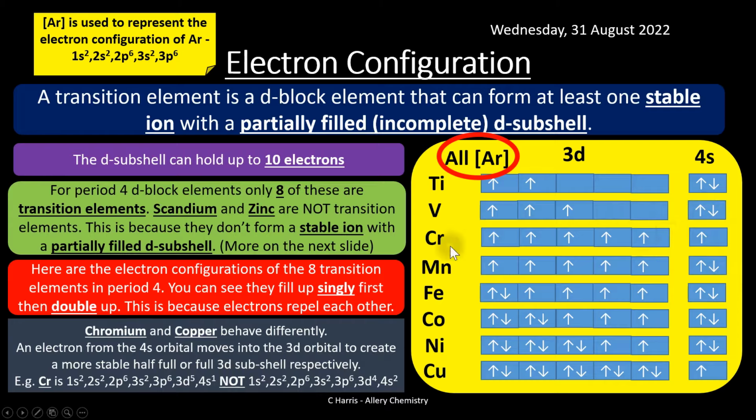So basically, just remember these two in particular, chromium and copper, which is down here. When you're filling the electrons up, the element has this half-full 3d subshell, and a full 3d subshell for copper. So just make sure you're aware of that. Do not write the other configuration, otherwise you are going to get that wrong.